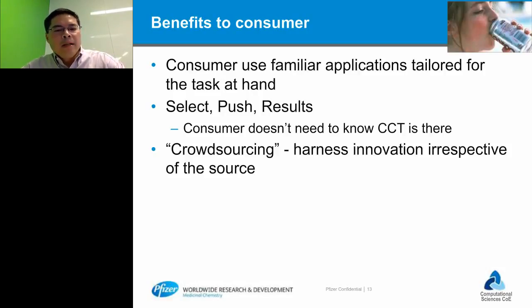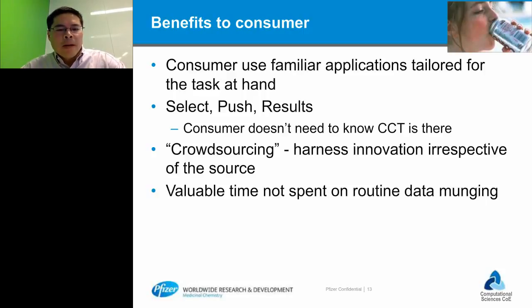In a sense, CCT facilitates the concept of crowdsourcing. You can harness innovation irrespective of the source. You have code running in CCT that's from academic groups, from software vendors, and from in-house developers. What this prevents us from doing is falling into the trap of not-invented-here or vendor lock-in.